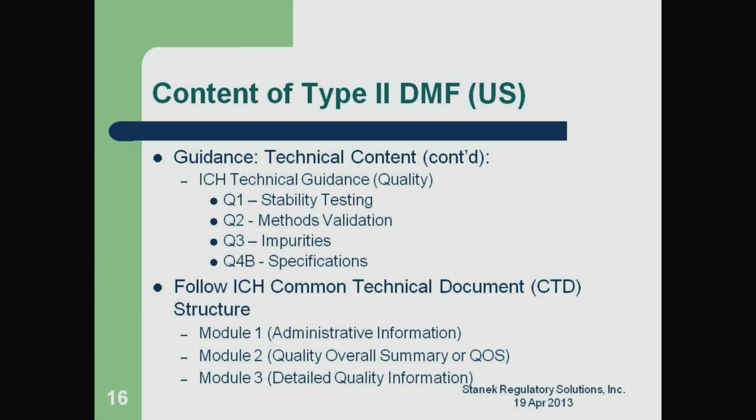For a DMF, these are the modules that are applicable for a DMF. Module 1, which includes your administrative information. Module 2, which is a quality overall summary, or QOS, and Module 3, which is your detailed quality information. Now, in a DMF, we actually only use part of Module 3. There's a whole another part of Module 3 for drug product that obviously a DMF would not use.